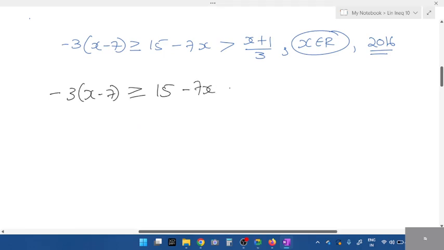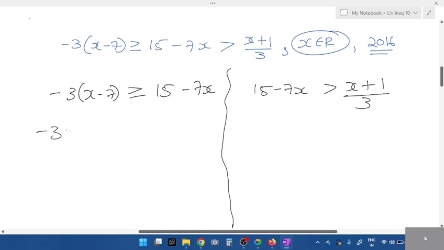Minus 7x is one question. Okay. Don't write it beside, write one below the other, students. Write it as equation 1 and write equation 2. Equation 2 is 15 minus 7x greater than x plus 1 divided by 3. Okay, first question. Stop writing, look at the screen.